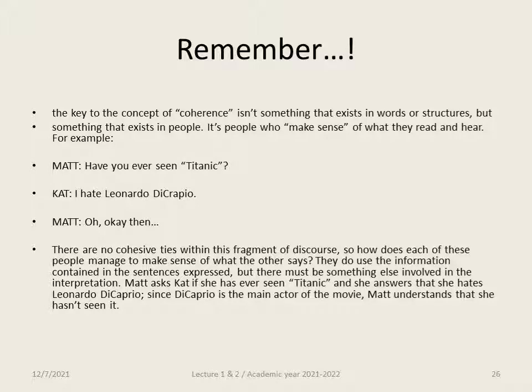So, the key to the concept of coherence isn't something that exists in words or structures, like, you know, "Trains collide to die." Okay, here maybe we don't have any cohesive connections, but it is coherent. We understand it because we have this idea that trains are vehicles that transport people, and people are passengers on a train, and when trains collide, people die. But it is something that exists in people, it's people who make sense of what they read and hear. So, coherence is the relationships which link the meanings of utterances in a discourse or of the sentences in a text.